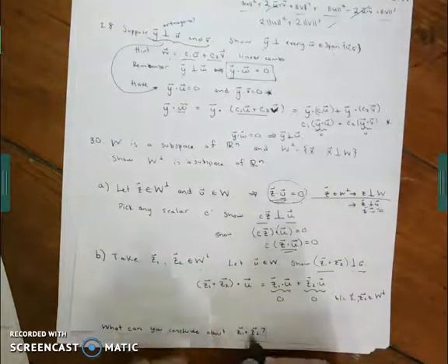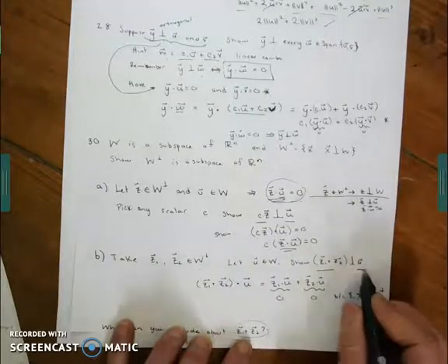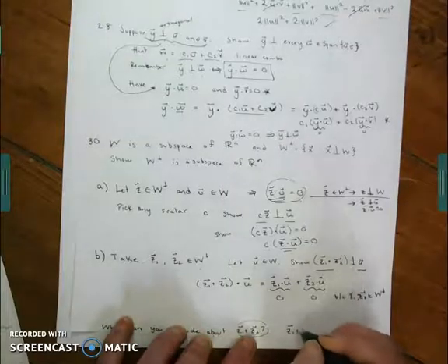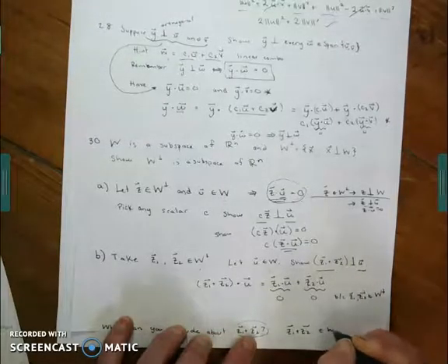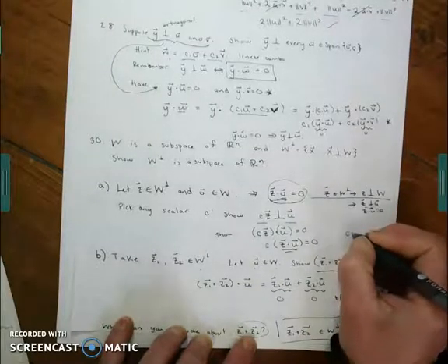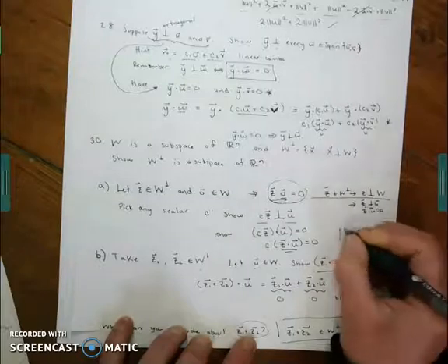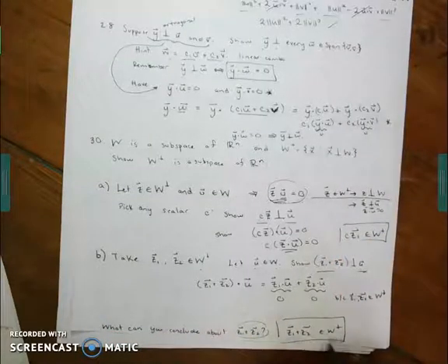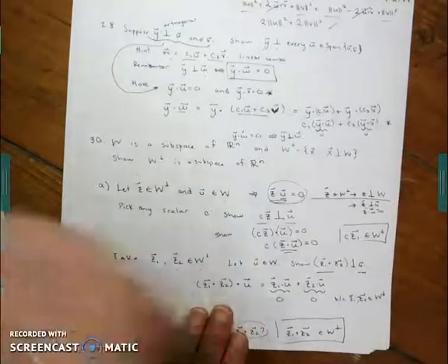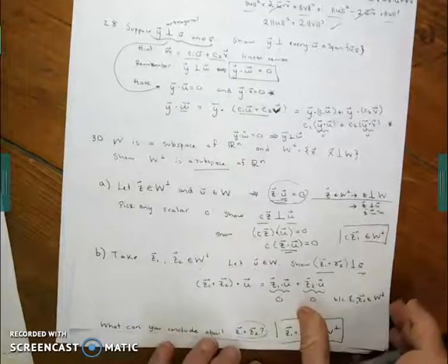So what can we conclude about z1 plus z2? If they're perpendicular to everything in w, then z1 plus z2 is in w perp. So far we showed that c z1 is in w perp and z1 plus z2 is in w perp. Our ultimate goal is to show that w perp is a subspace. So what else do we need to do to complete the proof?